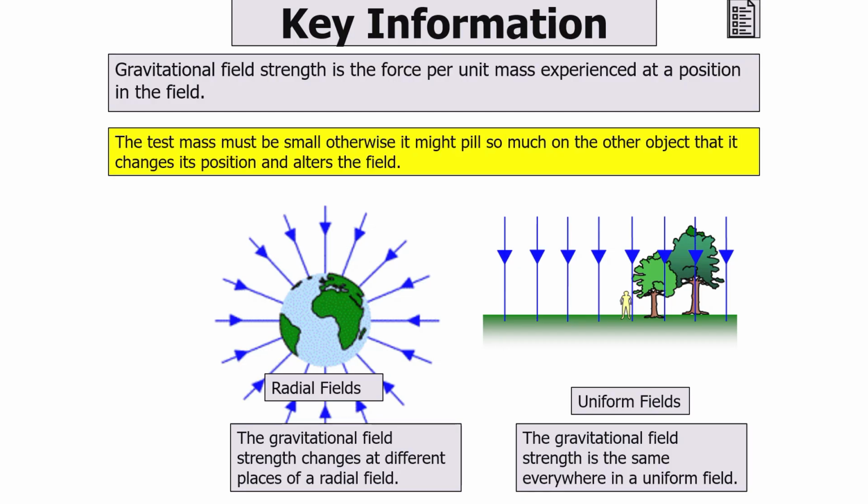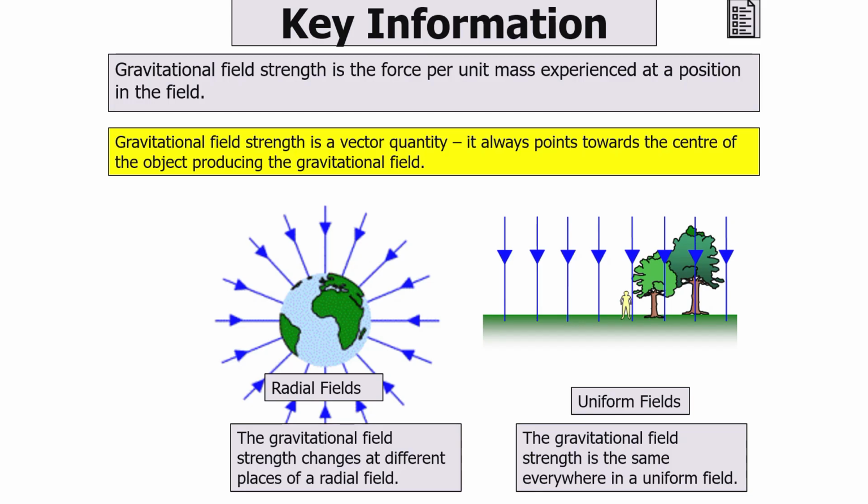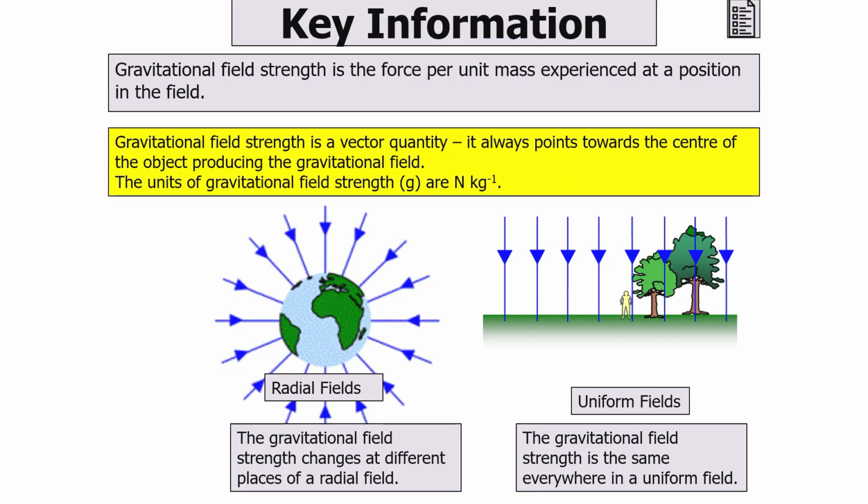Now the test mass must be small, otherwise it might pull so much on the other object that it changes its position and alters the field. As gravitational field strength is a vector quantity, it always points towards the centre of the object producing the gravitational field. This is shown as the field lines have arrows on them pointing in the direction a mass would move. Our units of gravitational field strength are newtons per kilogram.